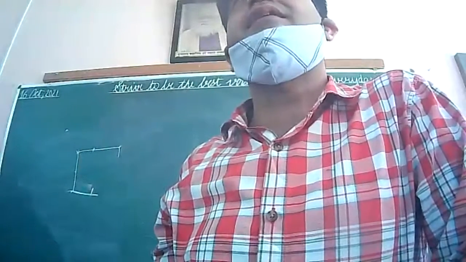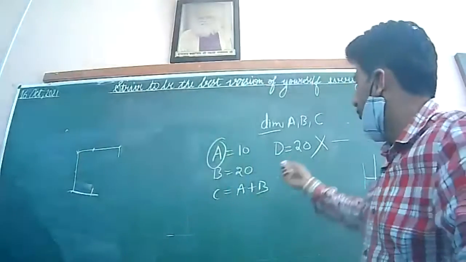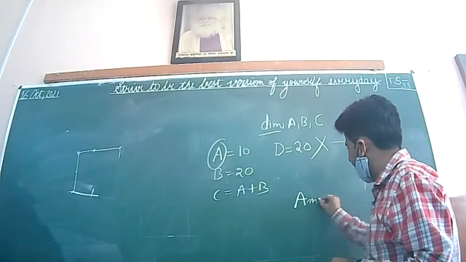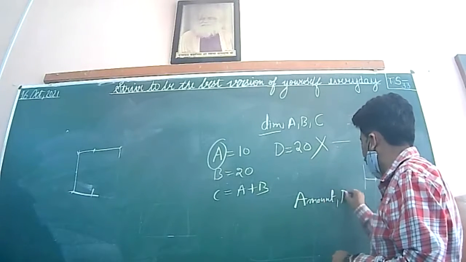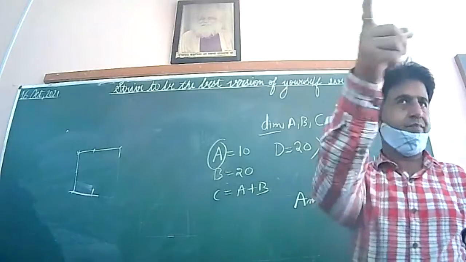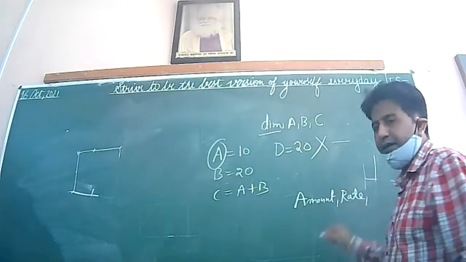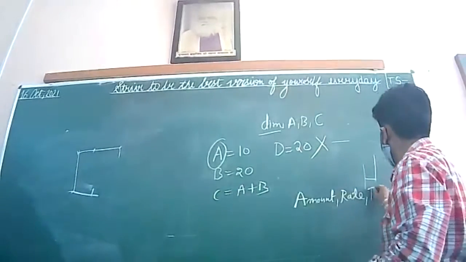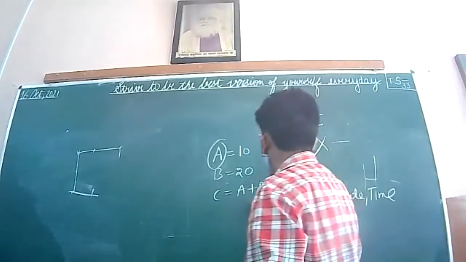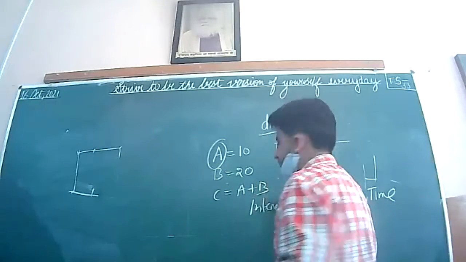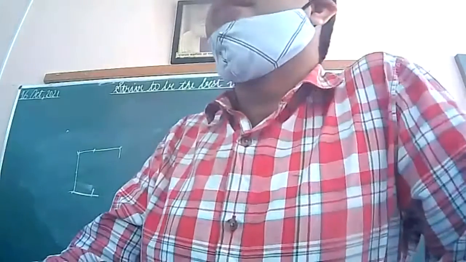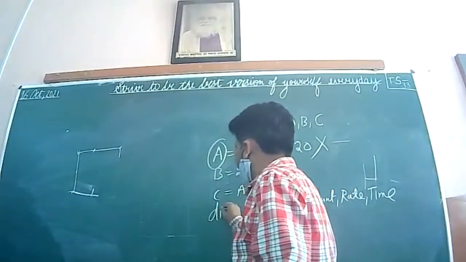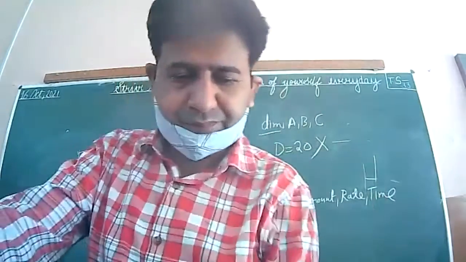For example, you are making the calculation of simple interest. Variables may be amount, rate of interest, and the third one is time, and interest. These are which ones? Variables. And how to declare? Simply using Dim.